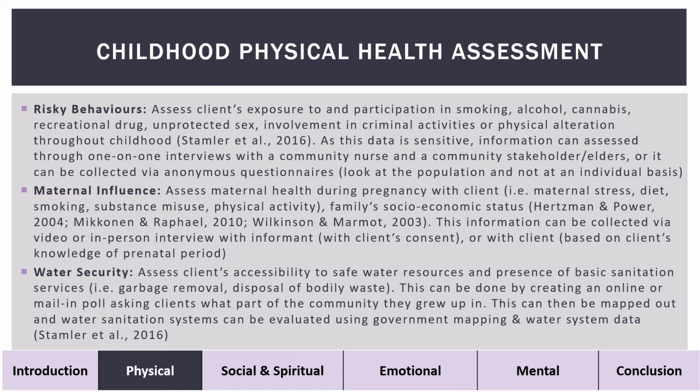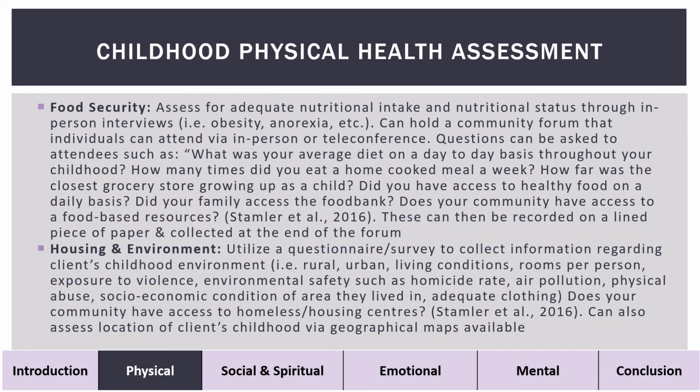Water security can be assessed by creating an online or mail-in poll asking clients what part of the community they grew up in. This can then be mapped out, and water sanitation systems can be evaluated using government mapping and water system data. In terms of food security, a community forum can be held for individuals to attend either in person or a teleconference line.